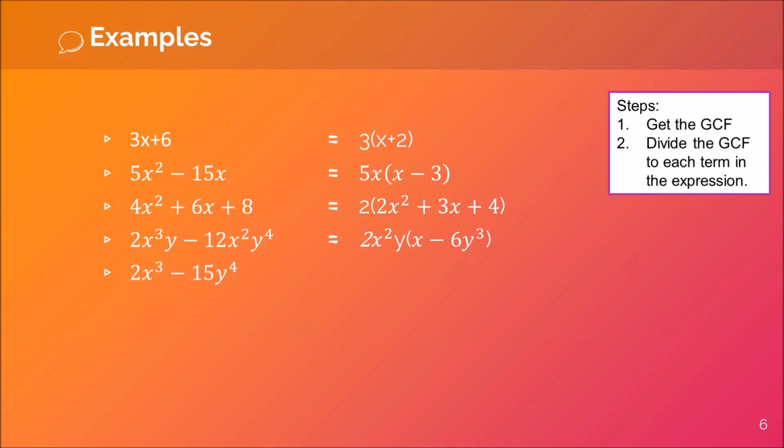Let's have another example. 2x cubed minus 15y to the fourth. Notice that in this polynomial, the GCF of 2x cubed and 15y to the fourth is 1. So in this case, since we cannot factor 2x cubed minus 15y to the fourth, this polynomial is called a prime polynomial. Remember that a prime polynomial is a polynomial that cannot be factored into lower degree polynomials.